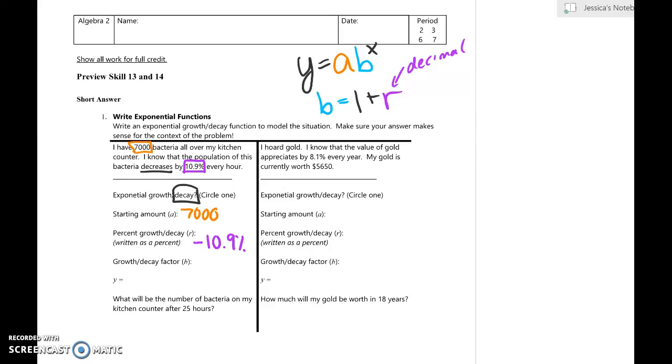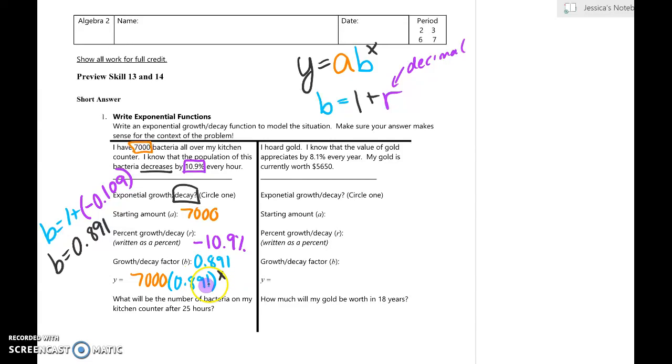Okay, growth factor B. B equals 1 plus R, which negative 10.9% as a decimal is negative 0.109. Okay, do not round that off. So B equals, that's going to be 0.891. Okay, so B in this case is 0.891. So that means Y equals A, 7,000 times B, which is 0.891, raised to the x power.